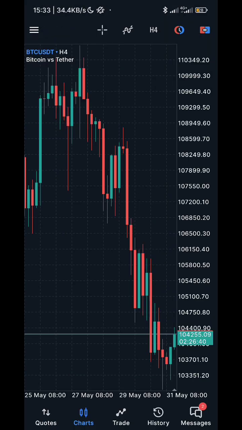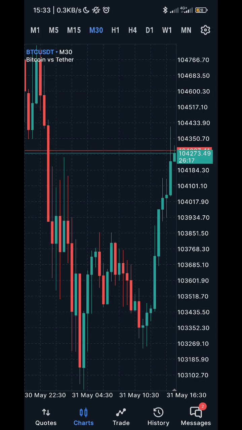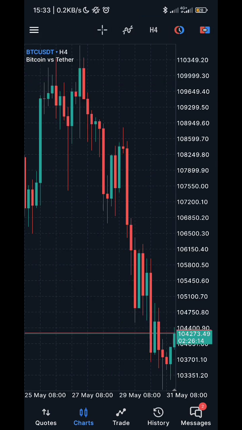This is a 4 hour time frame. This is the time frame here, 4 hour time frame. This candlestick is currently at 2 hours 26 minutes. When it's exhausted up to 000, another candlestick will come up. So each candlestick on this time frame indicates what happened in 4 hours. If you move here, it indicates what happened in 30 minutes. If you move here, it indicates what happened in 15 minutes. But then we'll use that of the 4 hours.